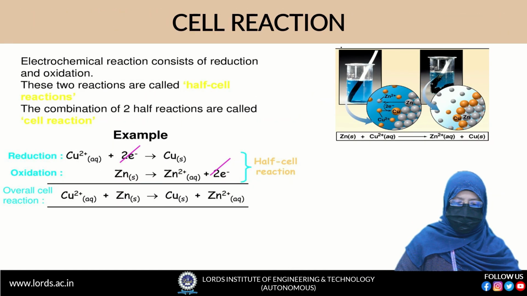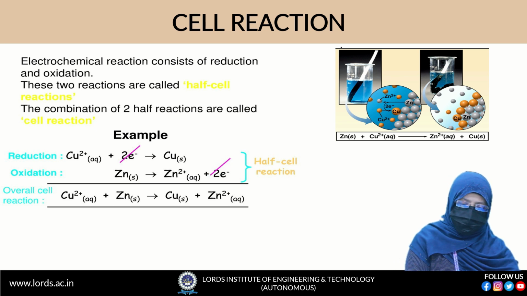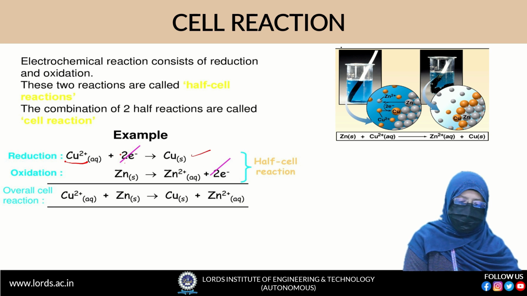Next, what is the cell reaction? As we said, oxidation and reduction take place simultaneously, referred to as a redox reaction, where oxidation is losing of electron and reduction is gaining of electron. So we'll see what the reduction is. Cu2+ takes 2 electrons and forms Cu; the number of electrons gained by copper is 2, forming Cu. That is the reduction reaction.